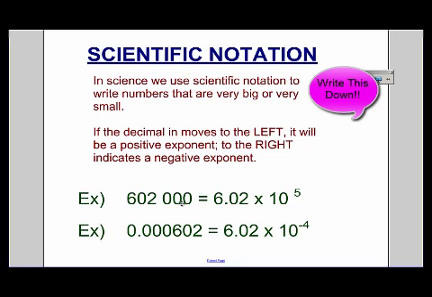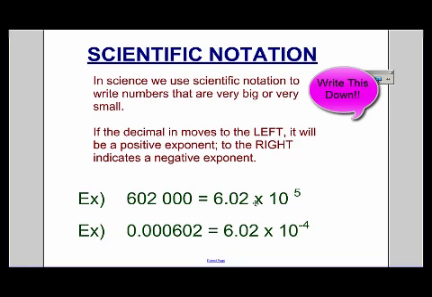We're going to move it over 1, 2, 3, 4, 5 spots to the point just after our first significant digit. In this case it's a 6. So our decimal point is going to go to the position right behind the 6. You'll notice our new number then, we're going to get rid of these zeros, is 6.02. So we'll see that right here.